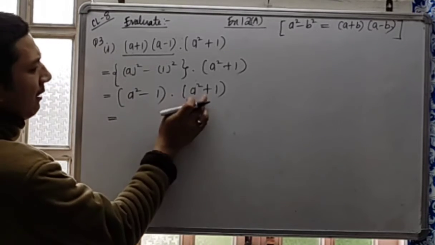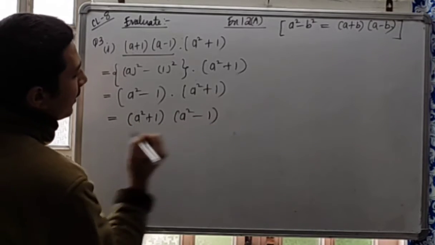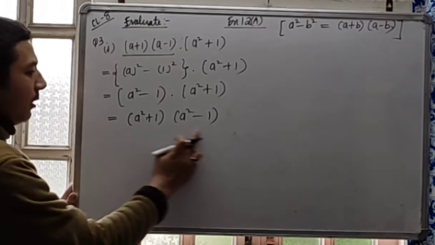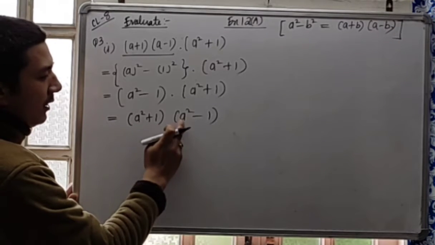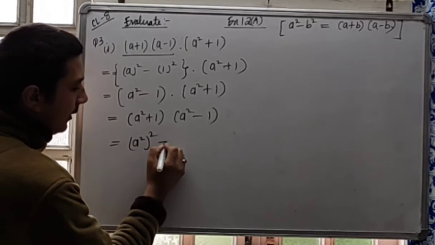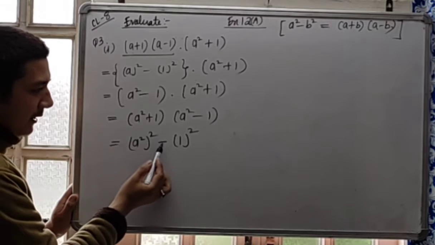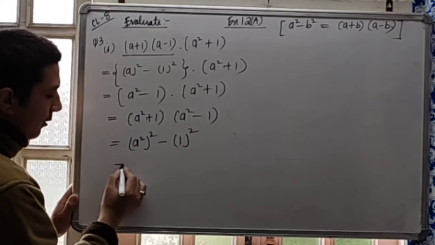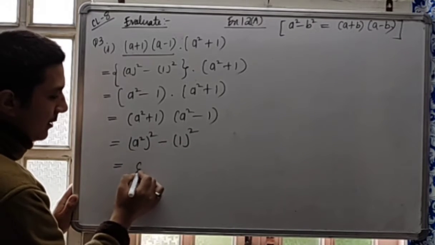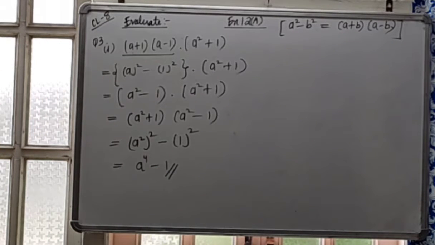So hence I'll write this first, a square plus 1 into a square minus 1. So what do you see? It is the formula of a plus b into a minus b, which means a square minus b square. Okay, first number whole square minus second number whole square. So therefore a square whole square means a to the power 4 minus 1, which is the answer. Okay, so please pause the video, understand and note it down.